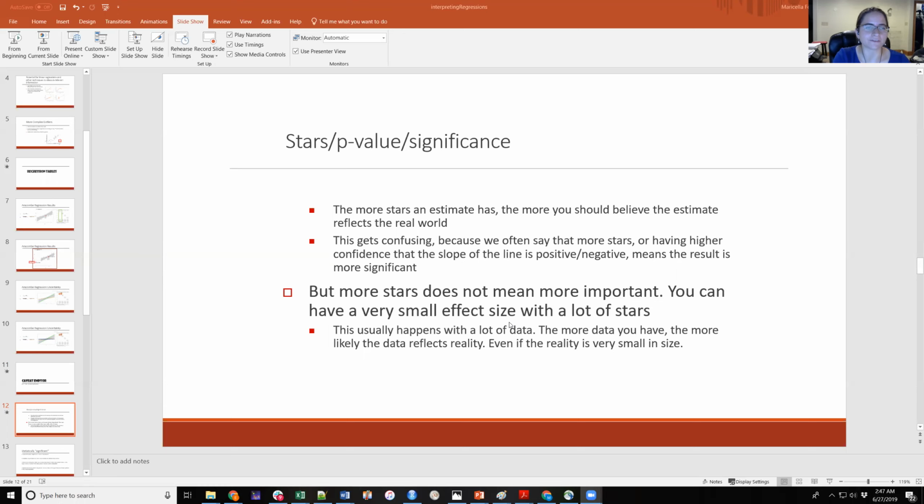You can have an extremely small effect size with a lot of stars, and we're going to see that in just a second when we talk about bacon being a carcinogen. And yes, bacon is a carcinogen. The question is, do we care? Is it important? The more data that you have, the more precise your estimates are, the more certain you are going to be about the slope of a line. But it turns out that if you're very precise about a very, very flat slope or a very shallow slope, you can be very confident that there is an effect that is very, very tiny.